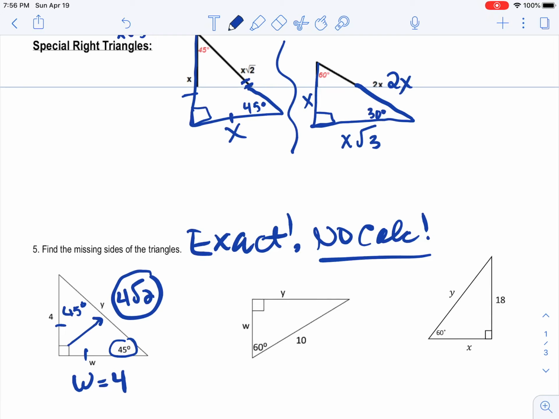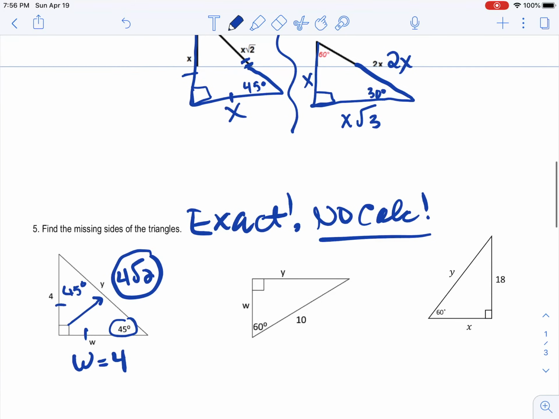Could you use sine, cosine, and tangent? Absolutely. But that's not what we want, and that's not what ACT or SAT wants. They want to see them in the simplified form. Okay, so the next one.